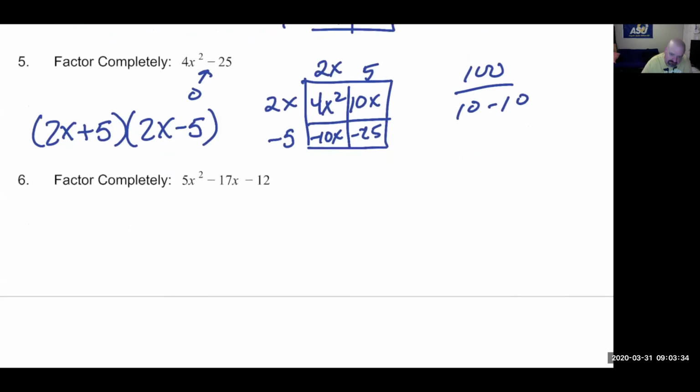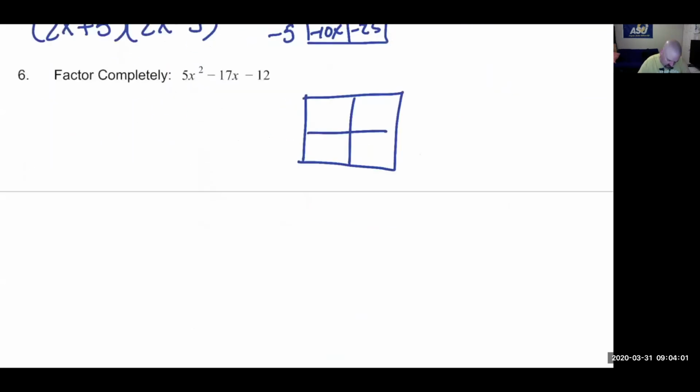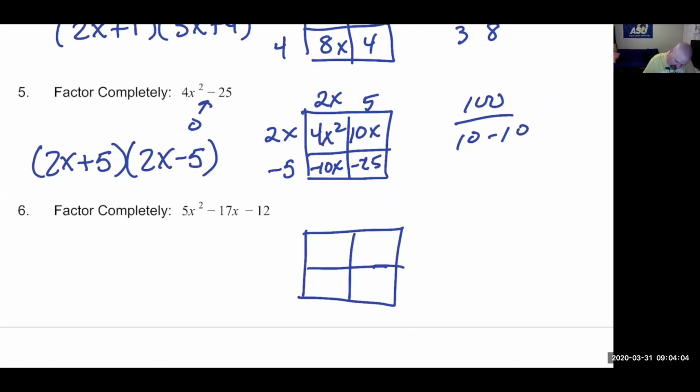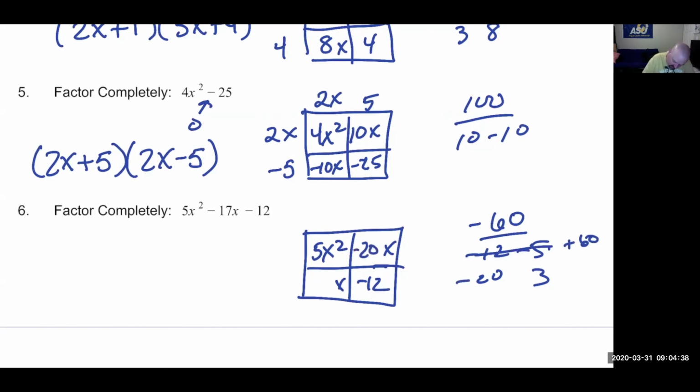The last one here, 5x squared minus 17x. Oh yeah, okay, so we'll put our 5x squared here, our negative 12 here, x and x. 5 and negative 12 give you negative 60. The factors of negative 60 that equal 17 are probably going to be 12 and 5, or they could be 20 and 3. They both add up to 17, but what you need to know is that you have to get negative 60. If you use 12 and 5, it'd have to be negative 12 and negative 5, which is positive 60. So these don't work. So it's got to be 20 and 3, or negative 20 and positive 3.